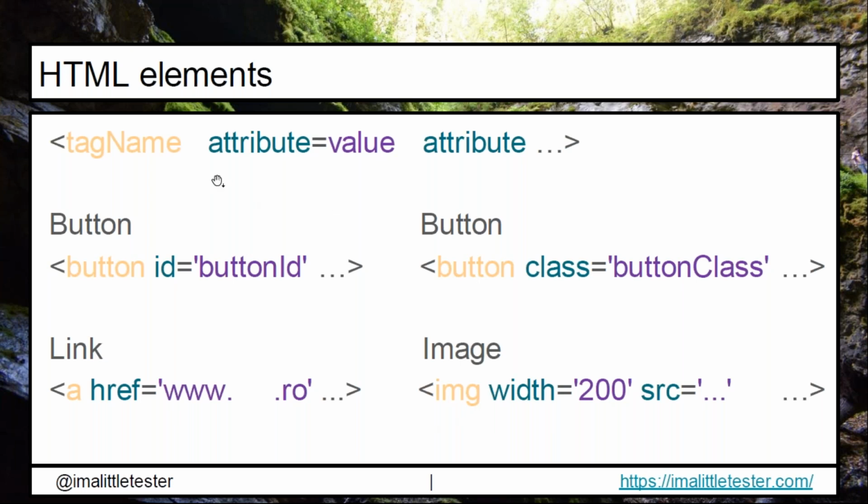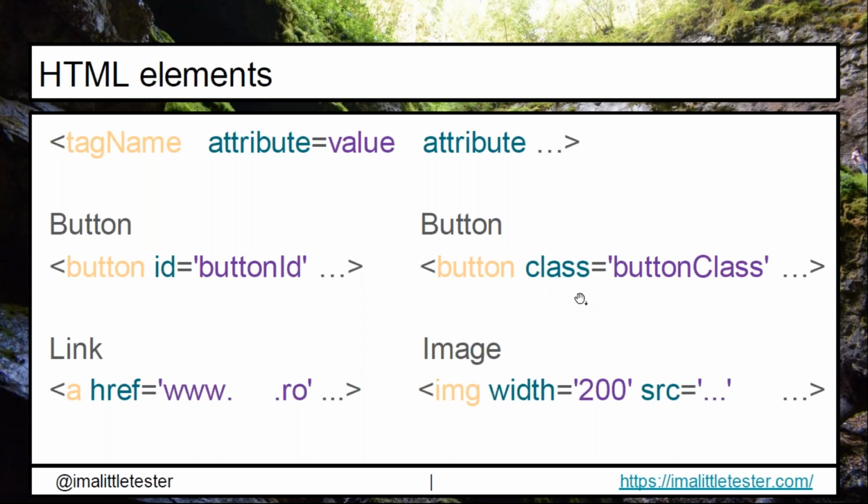Then each element can have an attribute and a value, or just an attribute. Having only an attribute means that that attribute is a Boolean one. But we will focus more on these attributes that actually have a value. Some of these attributes are general and can be attached to any web element, and these are, amongst others, an ID and a class. So a button, a link, an image, anything can have an ID or a class.